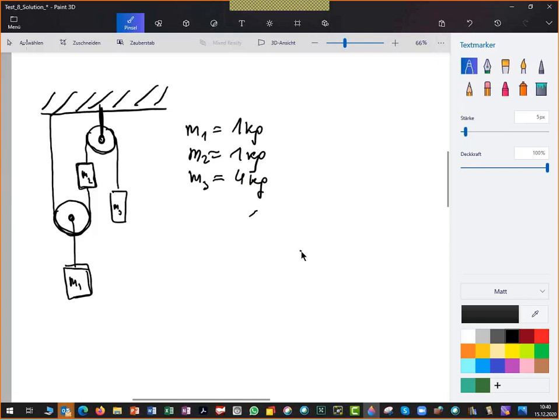Freigelassen means that we just put these masses, we just hang them on the rope and we let it go. So we leave it at rest. So we just do not apply any forces. And the aim is to find what is the acceleration of the mass m1.